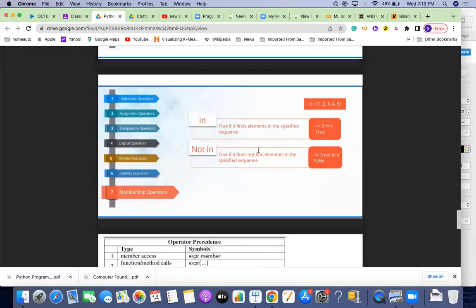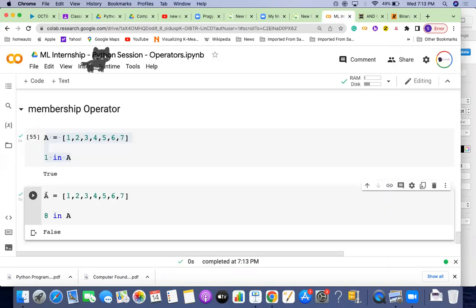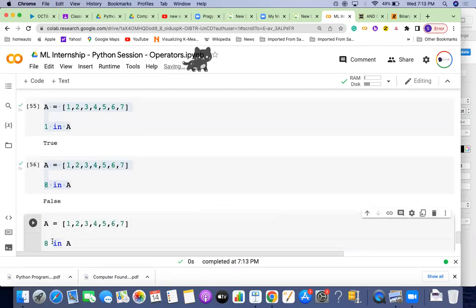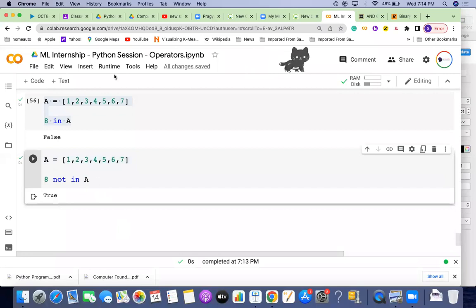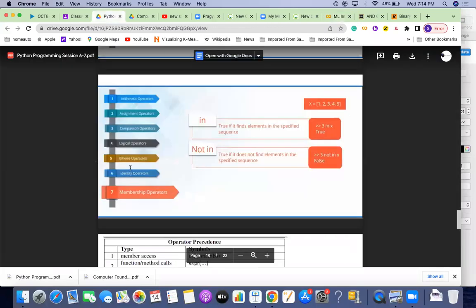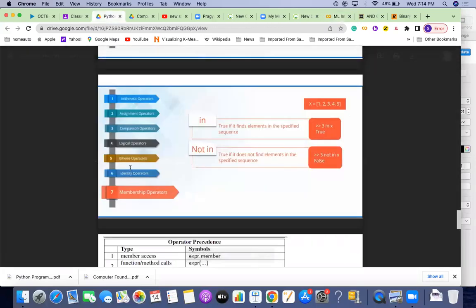Now this will work out true if it is not in. So he is not in that group actually. He is not in A, so it will give true. So 8 is not in this list, so it will give true. So those are the membership operators. So identity operators, membership operators, bitwise operators, logical operators, I have done all these operators.